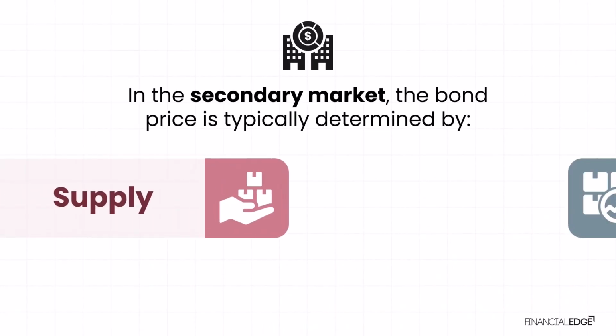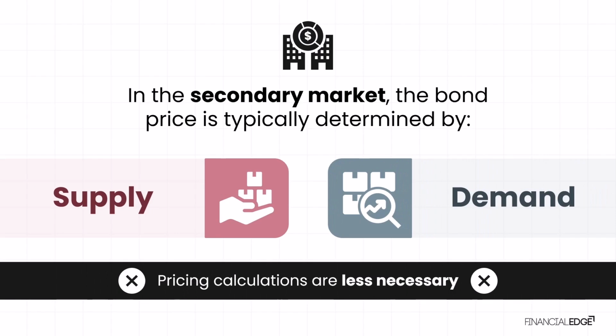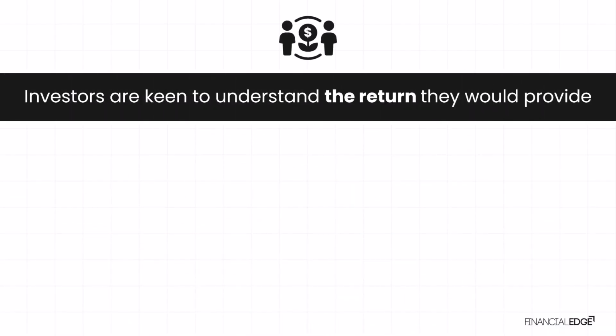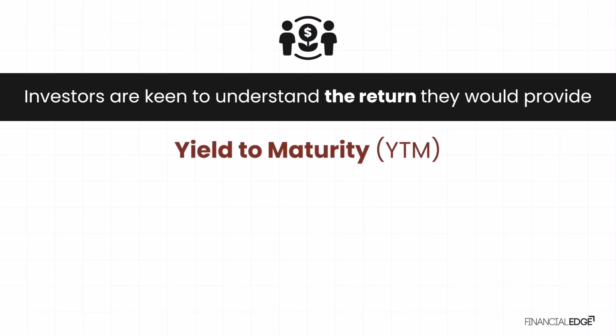After a bond is issued, its price is set by supply and demand. What becomes more important to investors after issuance is the yield or return that an investment in a bond at the current market price will provide. This is where the concept of yield to maturity, or YTM, becomes relevant.